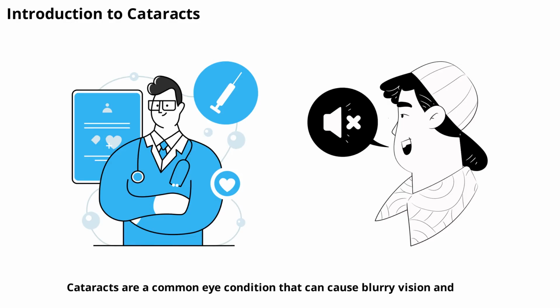Cataracts are a common eye condition that can cause blurry vision and, if left untreated, may lead to vision loss. Understanding how doctors diagnose cataracts is crucial for early detection and effective treatment. In this video, we'll walk you through the step-by-step process that eye care professionals use to identify cataracts, from the initial consultation to specialized eye examinations.